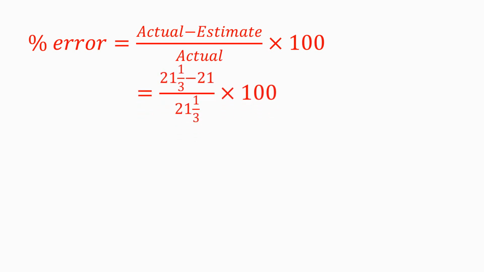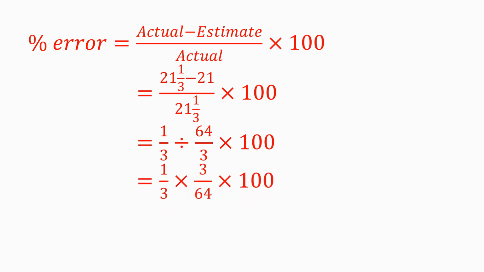So we substitute the figures. We have 21 and a third minus 21 divided by 21 and a third times 100, which is equal to a third divided by 64 over 3. We have rearranged the 21 and a third into an improper fraction, times 100. Simplify this, we have a third times 3 over 64 times 100. The 3 and 3 cancel, so we have 1 over 64 times 100, which is the same as 100 over 64, and this gives us 1.5625%. Therefore, the percentage error is 1.5625%.